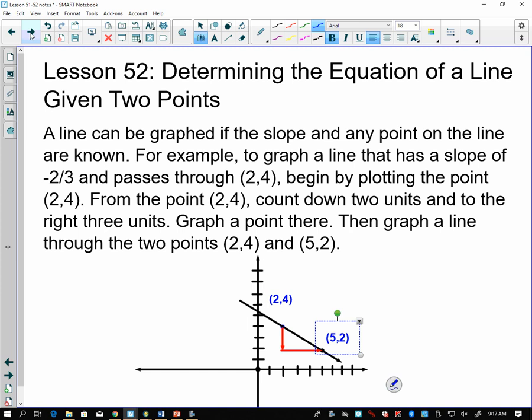For example, to graph a line that has a slope of negative 2/3 and goes through coordinates 2, 4, the first thing we would do is plot coordinate 2, 4. And if we know it has a slope of negative 2/3, we're going to go down 2 over 3 and plot the next point. Okay, next point is 5, 2. Then graph a line through the points 2, 4, and 5, 2, and there's your line, right? So that's how we can do that if we have the slope and a point.